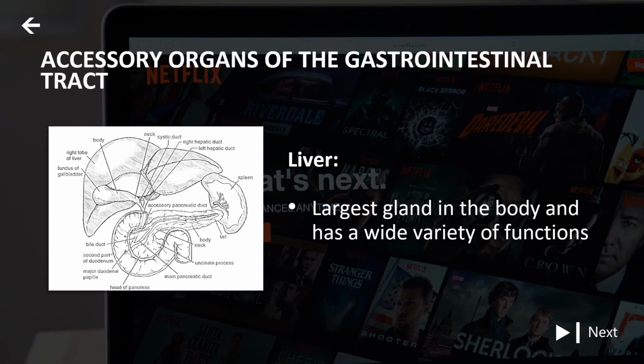Accessory organs of the gastrointestinal tract. For the accessory organs of the gastrointestinal tract, the liver. The liver is the largest gland in the body and has a wide variety of functions. Three of its functions are production and secretion of bile, which is passed into the intestinal tract, involvement in many metabolic activities related to carbohydrate, fat, and protein metabolism, and filtration of the blood, removing bacteria and other foreign particles that have gained entrance to the blood from the lumen of the intestine.